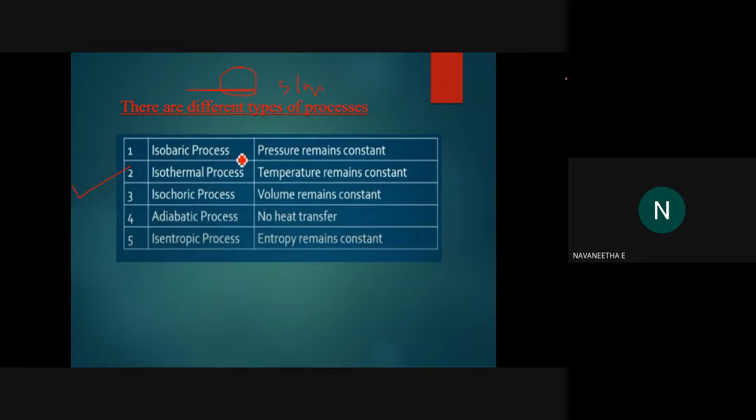Isobaric, isothermal. Also, you can write like this, that is P equal to C. It indicates that pressure is constant. Okay.